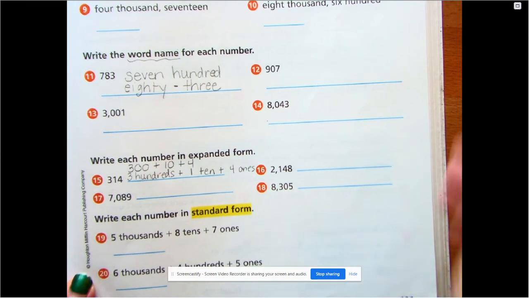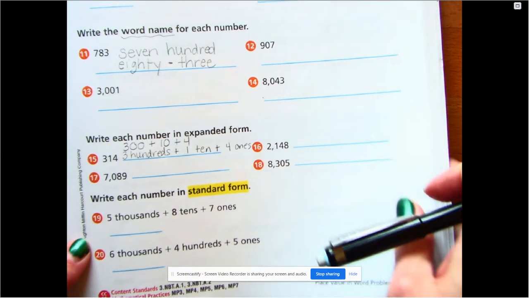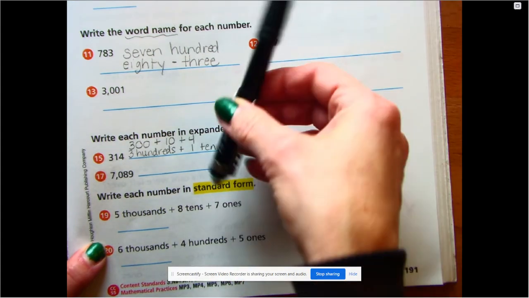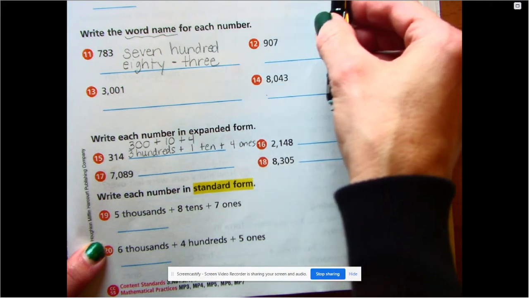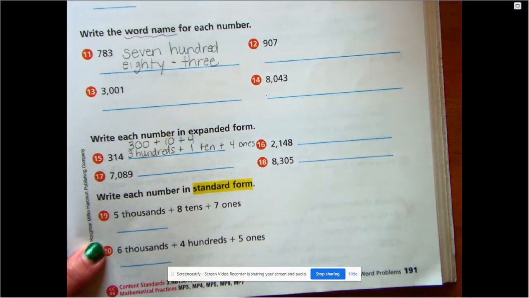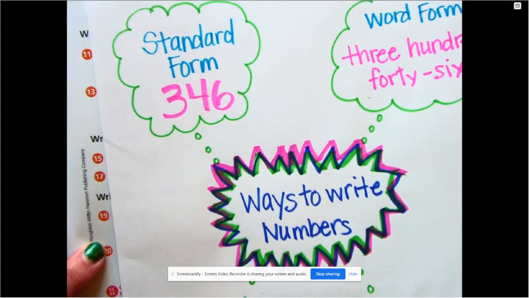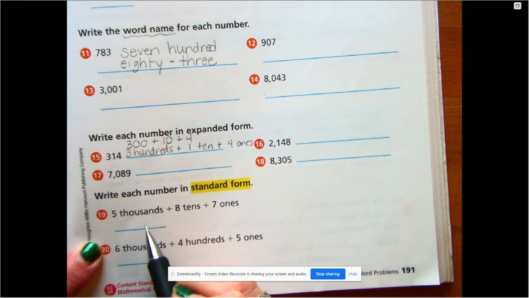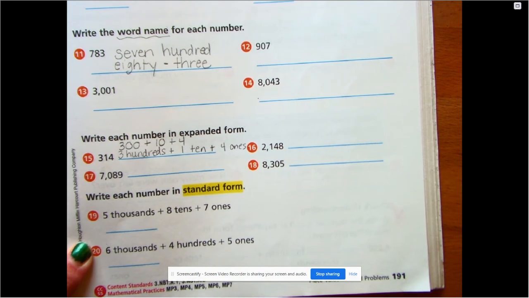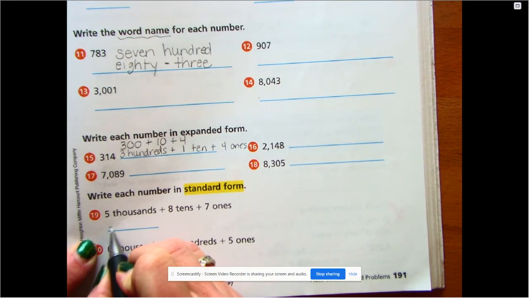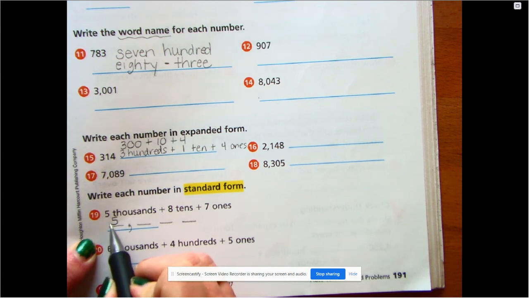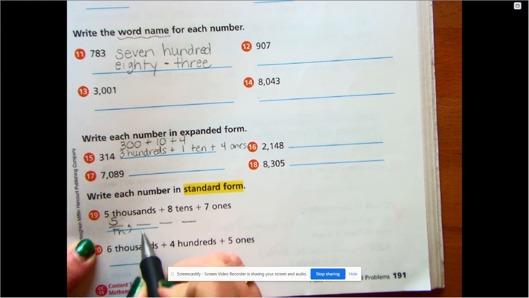Now for 19 and 20, that's just asking us to write the number in standard form. That's what was up in our vocabulary box, right? If you look right up in the corner of your paper with the beaver, it says standard form. You know from our poster the other day, standard form is the way you're just used to writing a number. So if we have 5 thousands, 8 tens, and 7 ones, we have to make sure we put that in the right order. So I'm going to draw my 4 place value spots. Okay, I have 5 thousands. I know that's this spot right here. You can always label them if you don't remember.